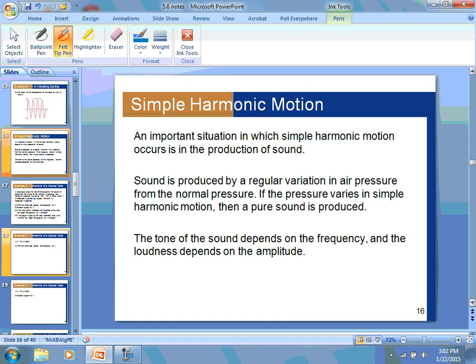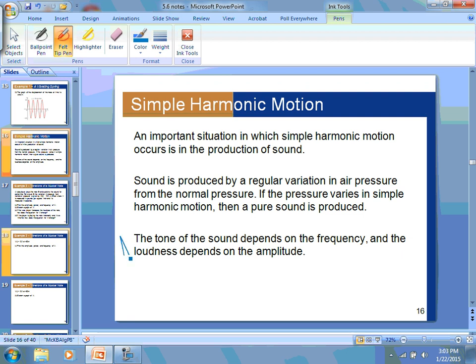Okay, so here we're setting up another situation for example 2. And this is where we're dealing with sound. And sound is produced by a regular vibration in air pressure from the normal pressure. If the pressure varies in simple harmonic motion, then a pure sound is produced. And the tone of the sound depends on the frequency, and the loudness depends on the amplitude.